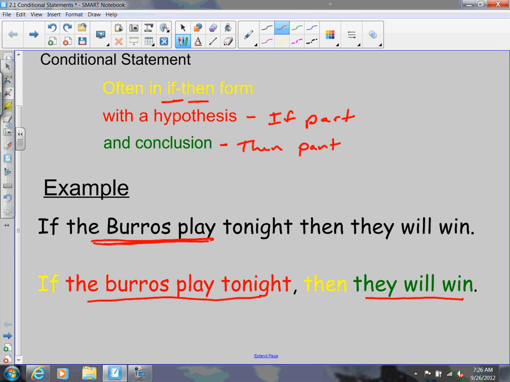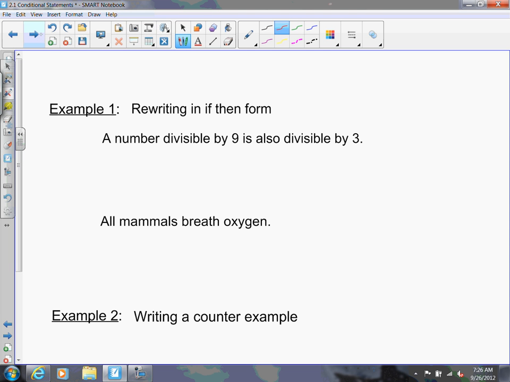So moving on here. Here's a couple examples of what we're going to be doing today. It seems like a lot of writing. Okay, it's not what you normally do in math, but we're going to be doing a lot of writing. So we can take a statement and rewrite it into if-then form. So this is still a conditional statement. You have to have the number being divisible by 9. So a number divisible by 9 is also divisible by 3.